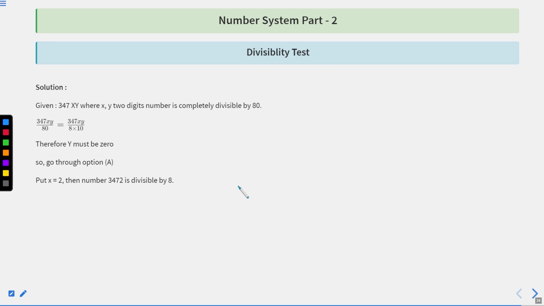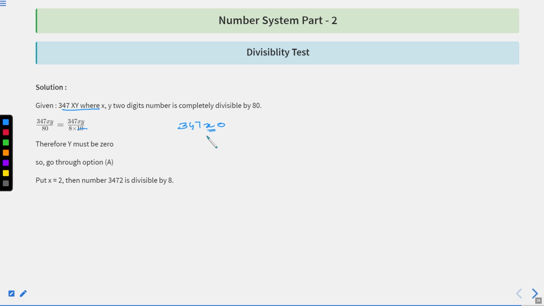Since this number 4347xy, where x and y are two digits, is completely divisible by 80, 4347xy upon 80 can be written as 4347xy by 8 into 10. Now recall that whenever a number is divisible by 10, it should have 0 at its unit place, correct? So now you know the value of y. The number should now look something like this. We don't know the value of x yet.